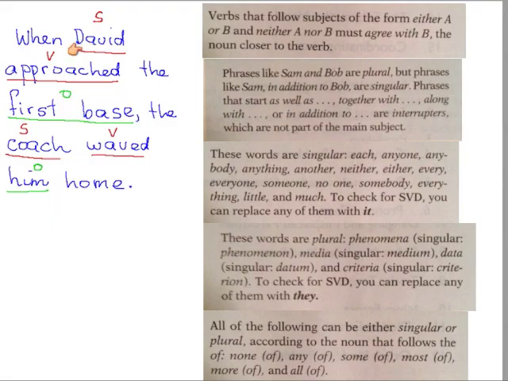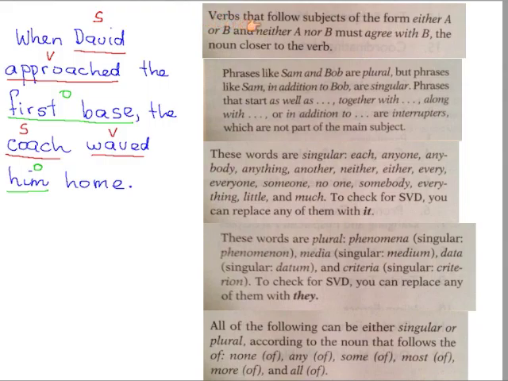David is the subject and approached is the verb, and first base is the object. Coach is the subject, waved is the verb, and him is the object. The verb must agree in number. Subject-verb disagreement is one of the most common errors in SAT. Here is a list of tricky singulars and plurals.